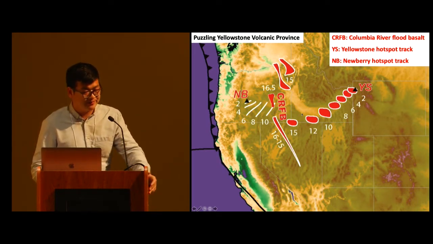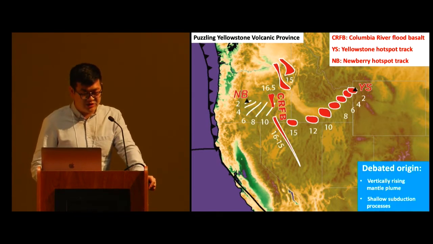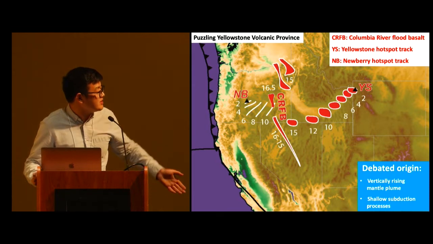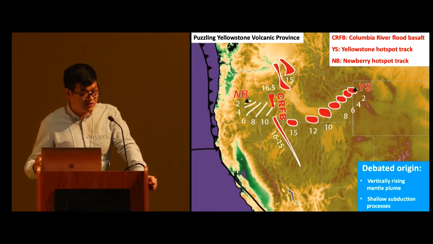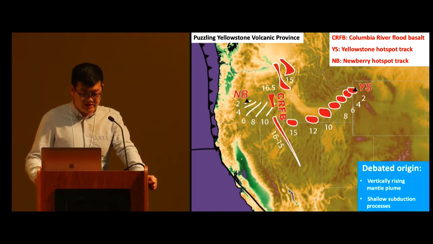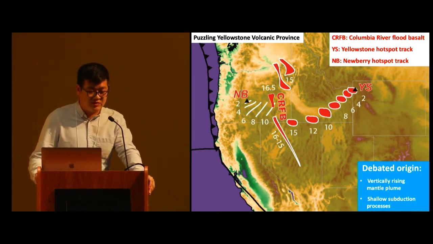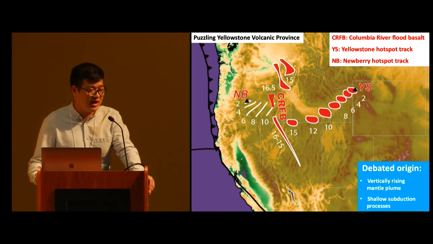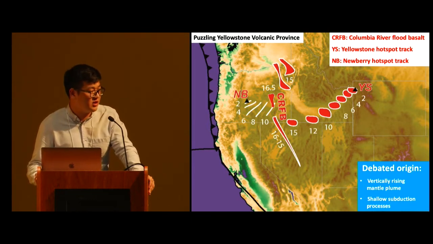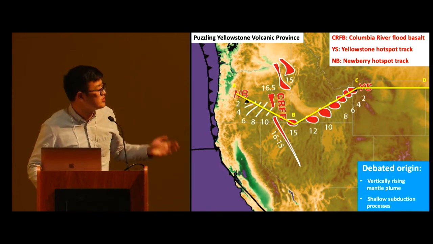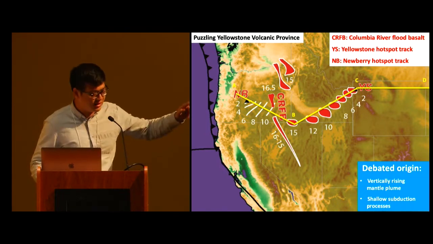There is a long-lasting debate about the origin of this volcanism distribution. Some people argue that it is due to a vertically rising mantle plume, and other people argue that it is caused by the shallow subduction process. So we use an iterative method to recover the evolution of the hot material beneath the western US. Next, I will show a cross-section along the yellow line.